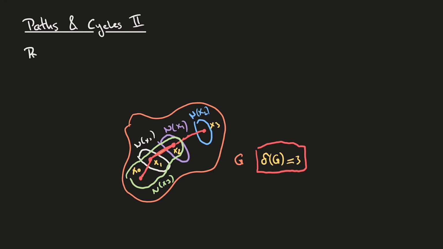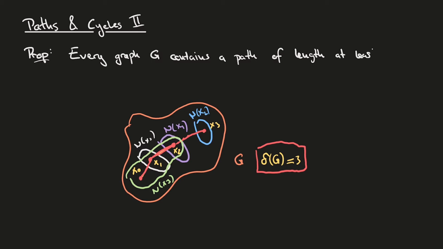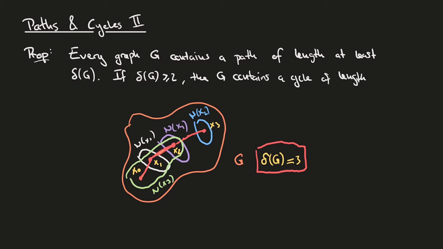We generalize this result in the following proposition. It states that every graph G contains a path of length at least delta G. Furthermore, if delta G is greater or equal than 2, then G contains a cycle of length at least delta G plus 1.